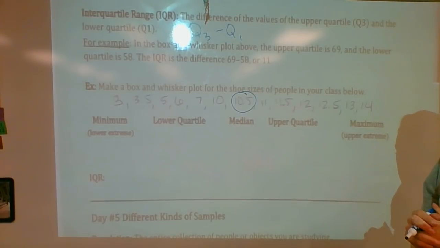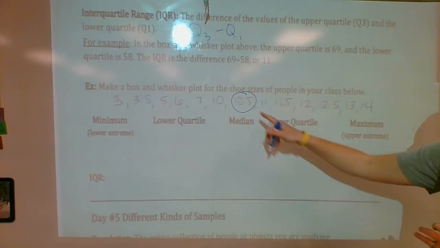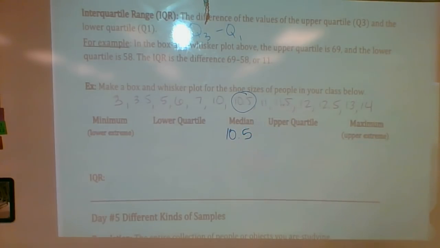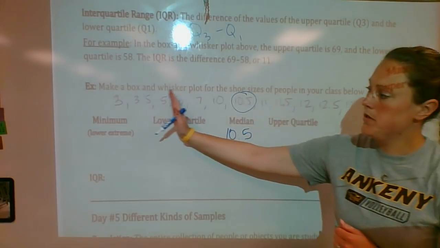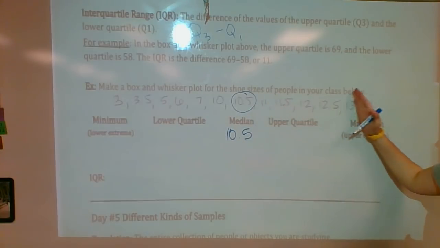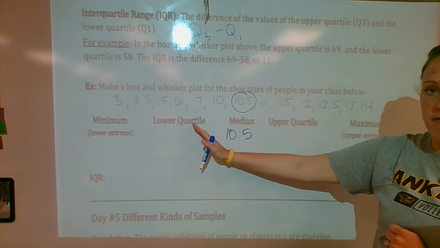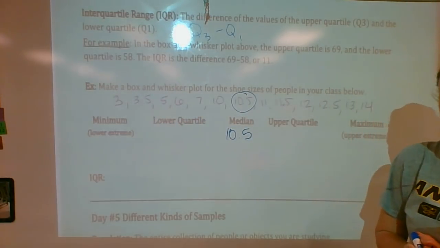If there are 2 numbers in the middle, then we have to add them up and divide by 2. So right now, we're looking at the median is 10.5. That separates my data. So 50% is over here, 50% is over here. In order to find the lower quartile, that's the lower 25%, I have to cut this range in half.